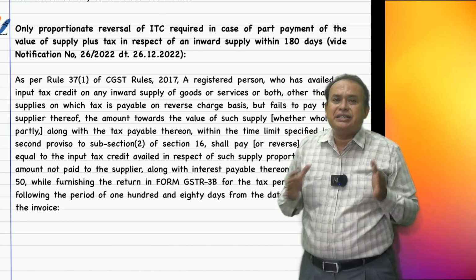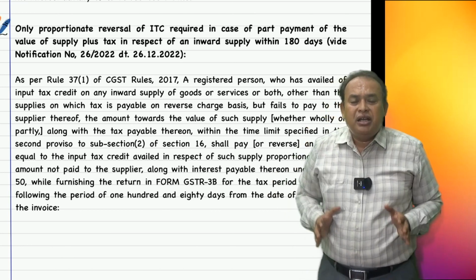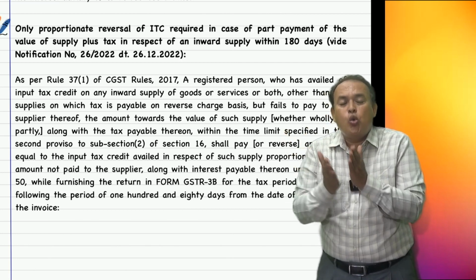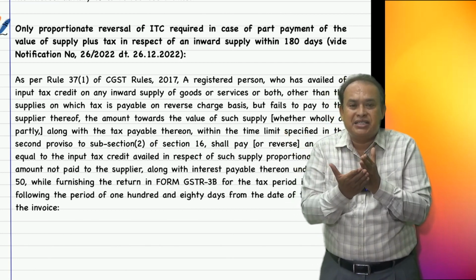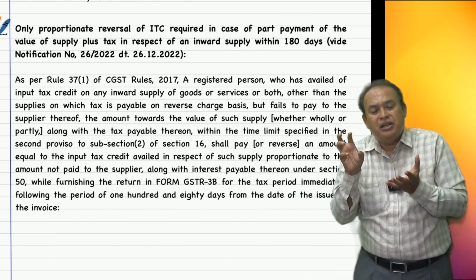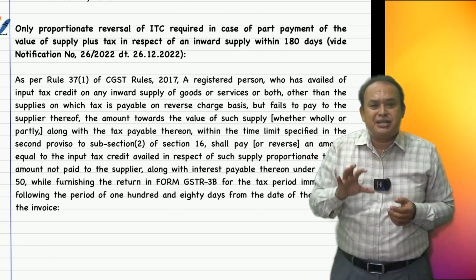It means to say that there is a clear-cut concept today. The time limit to make the payment to the supplier is within 180 days from the date of invoice. If paid partly within those 180 days, part of the input tax credit is allowed.